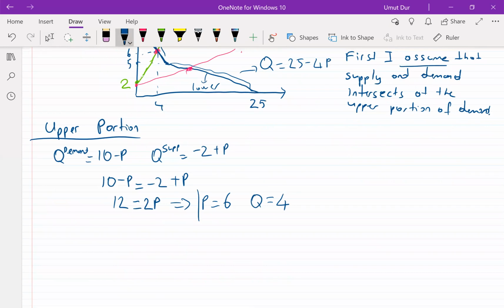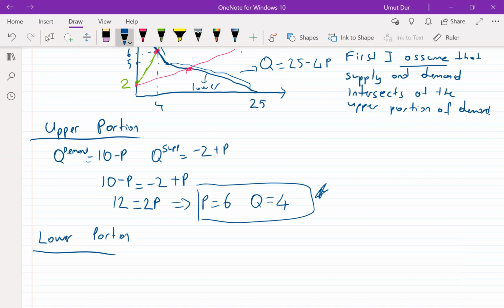So this is the first candidate for the equilibrium. Let's do the second part, and we will see that the second part is not holding, which means that this will be the only equilibrium here. For the lower portion, the demand is 25 minus 4P and supply is the same thing, minus 2 plus P. So this is supply, this is demand.